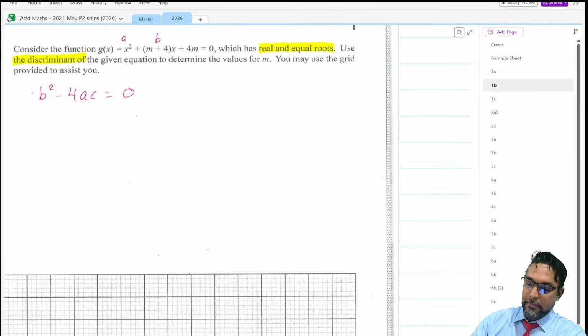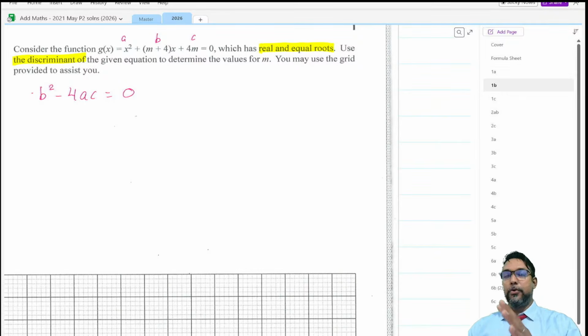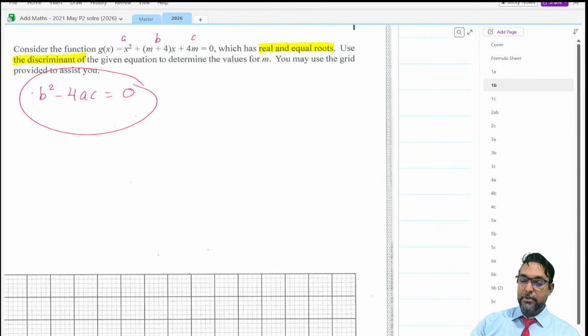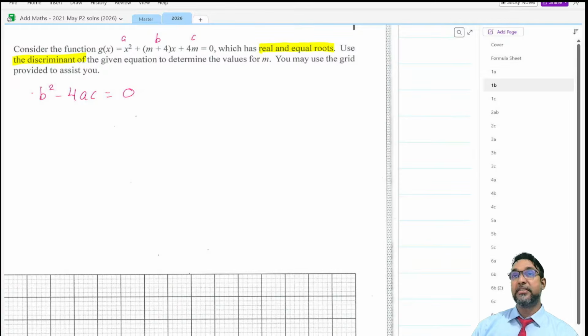Repeat that one more time. When there are real roots and they are different, real and distinct, the b squared minus 4ac will be greater than 0, as in positive. If there are real and equal roots, in other words, one real root, the b squared minus 4ac is equal to 0. And if this turns out to be negative or less than 0, then no real roots exist. They don't cut the axis, right?